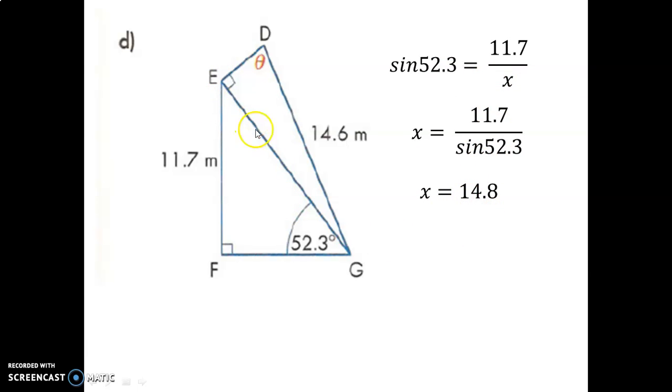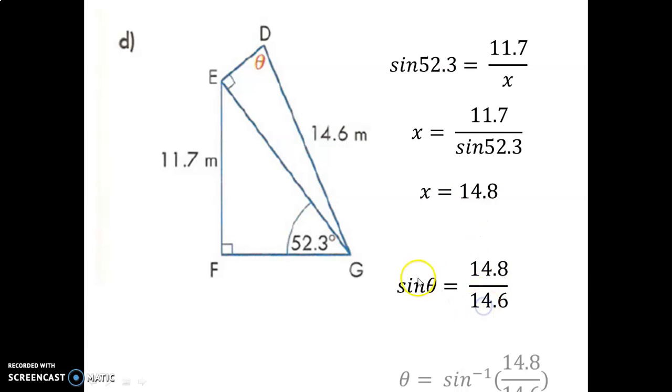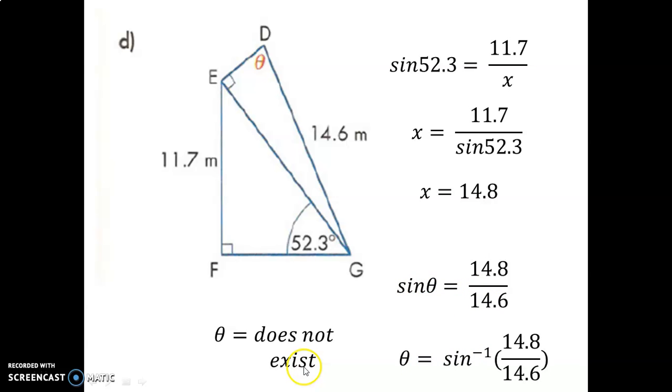So 14.8 is this value here, and now you're left with this triangle where you do have this leg and this leg, so you can definitely solve for this angle. Again using sine from this angle, opposite over hypotenuse. The opposite side is the one we just got, which is 14.8, and the hypotenuse there is 14.6.